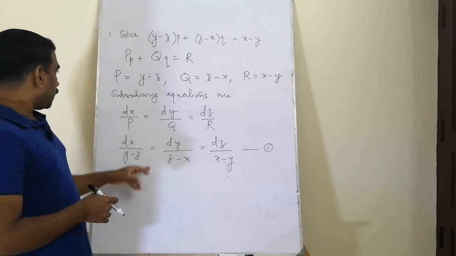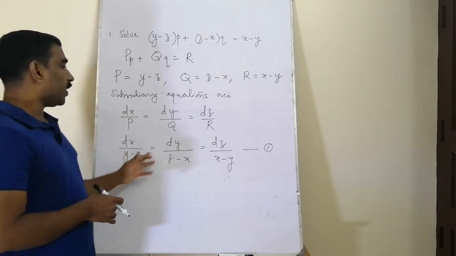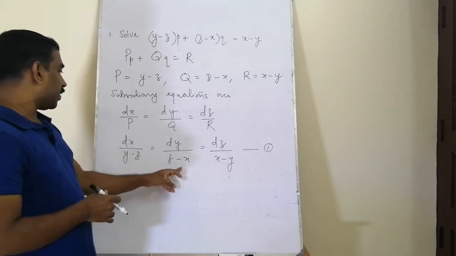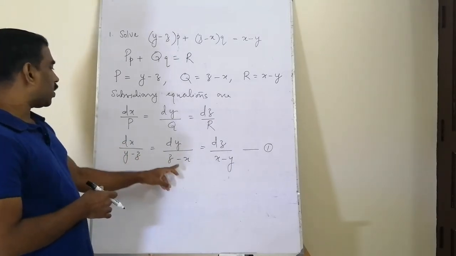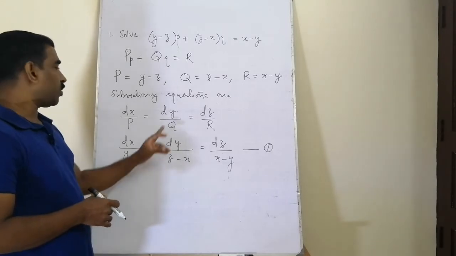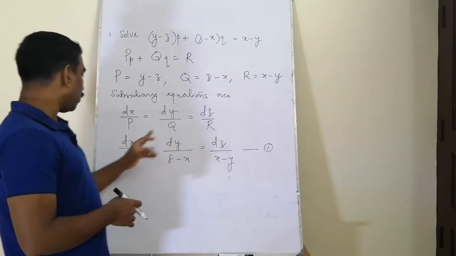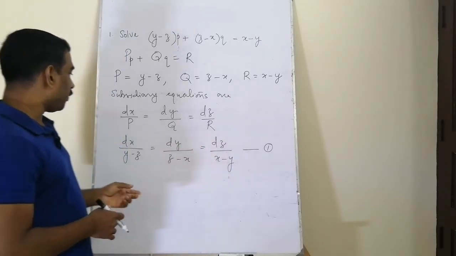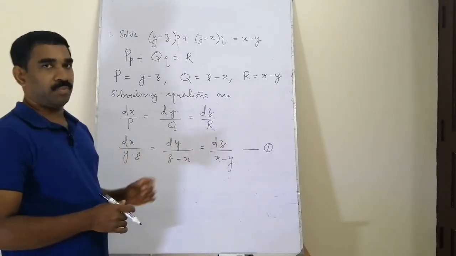In these Lagrange subsidiary equations, we cannot apply the previous grouping method, because if we take the first and second ratio, we cannot exclude the third variable, say z. Similarly for the second and third ratio, or the first and third ratio. So in this case, we will apply another method called the method of multipliers.